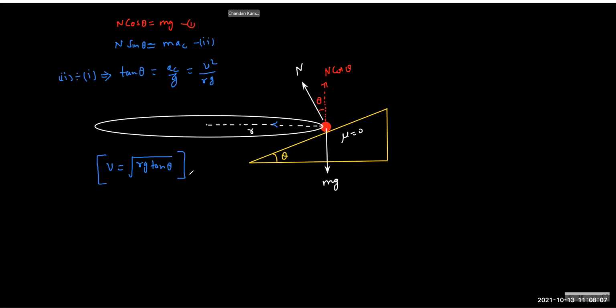So if you want to move on a banking of road, like a track which is banked, then on a banked track without friction, if you want to negotiate a circle of radius r, your speed must be this. So now the question is, what happens if you move faster than this?